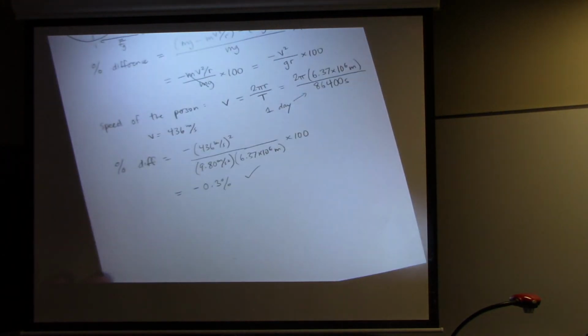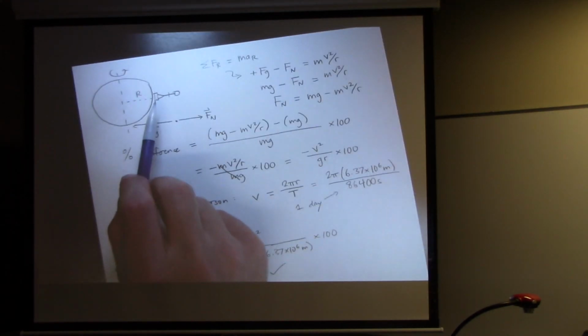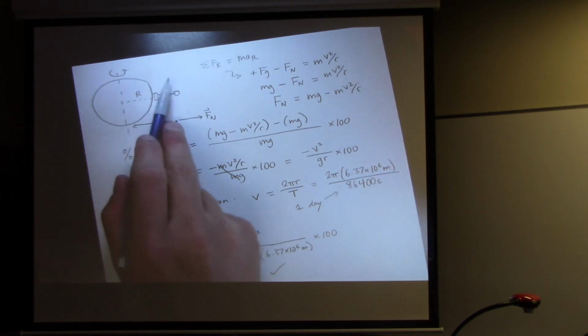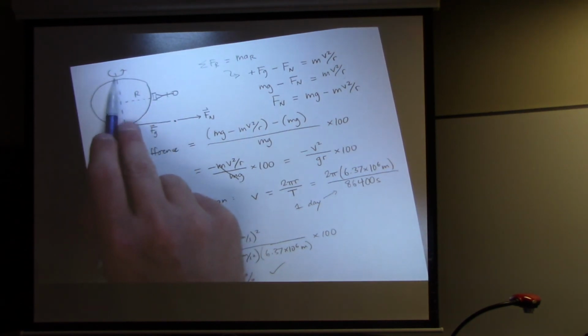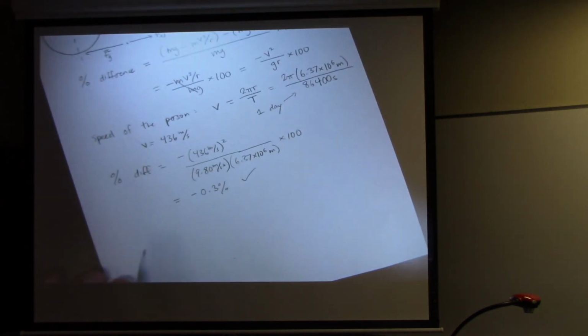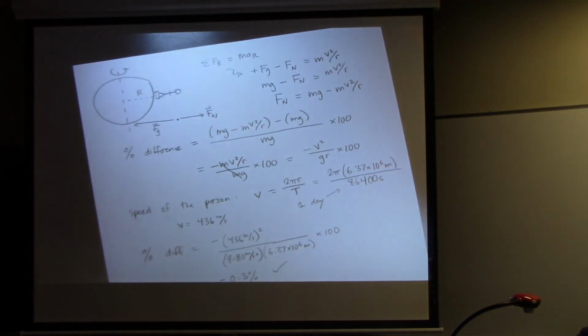So, what is that telling us? If you stand on a scale at the equator, and then you fly to the North Pole, and you weigh yourself standing here, it's not going to give you the same exact answer. The difference will be about 0.3%, and you're going to be measured a little bit lighter if you're at the equator. Okay, that's the idea.